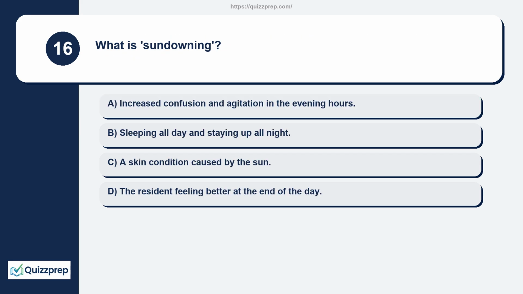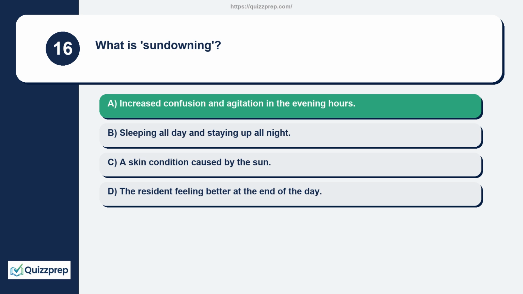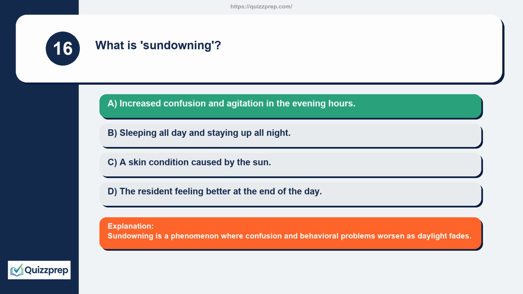Question 16. What is sundowning? Increased confusion and agitation in the evening hours, sleeping all day and staying up all night. A skin condition caused by the sun. The resident feeling better at the end of the day. Sundowning is a phenomenon where confusion and behavioral problems worsen as daylight fades.